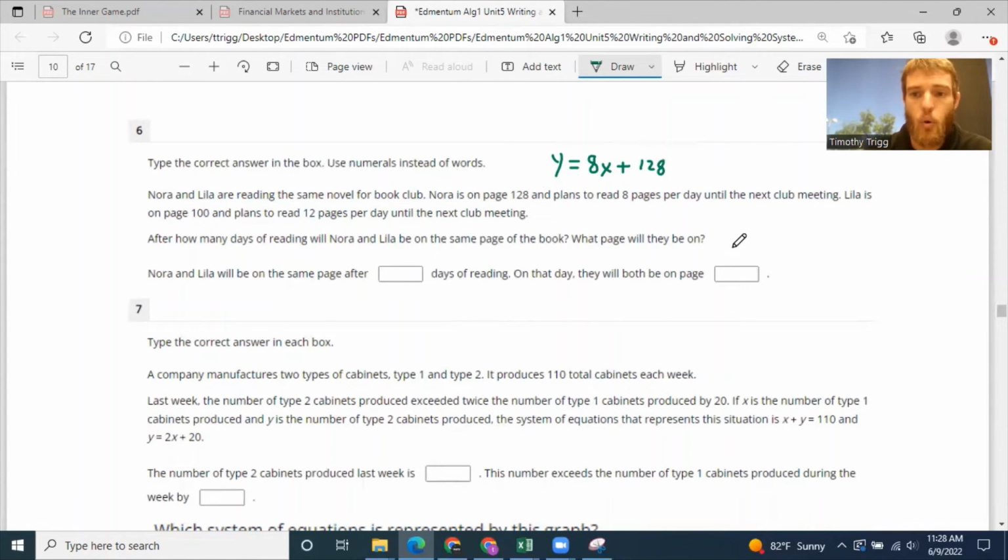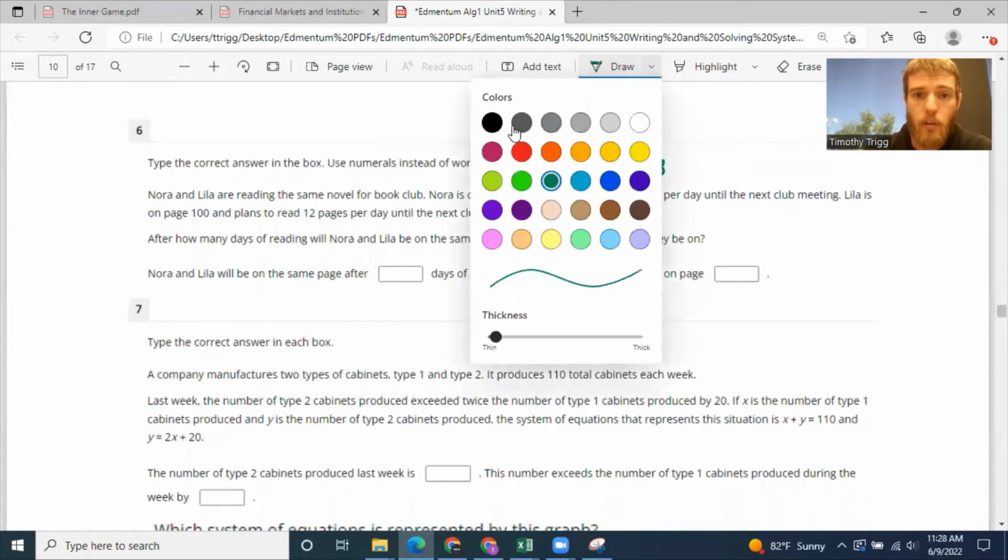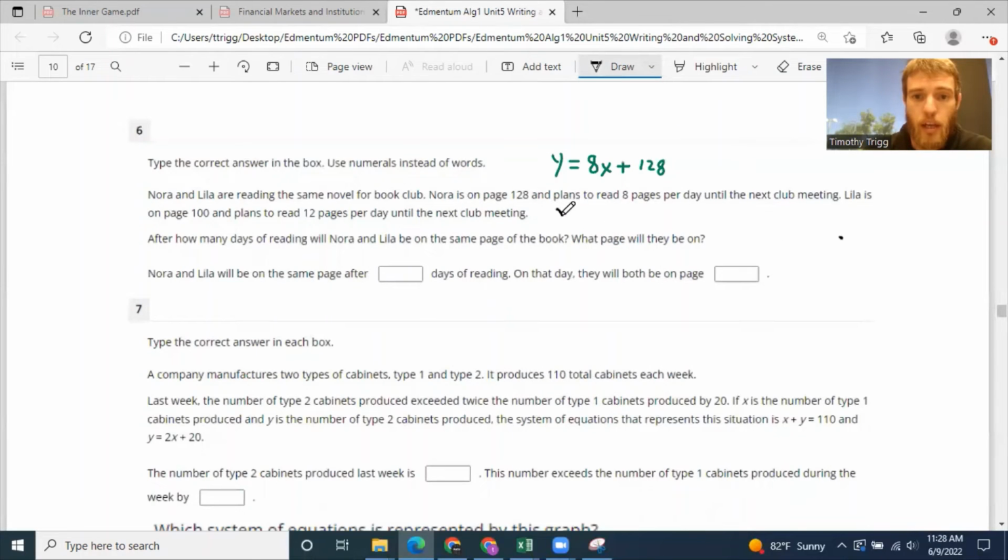So that's for Nora. Lila is on page 100 and plans to read 12 pages per day. So for Lila, her equation will look like y equals, how many pages is she reading per day? 12 pages a day. And how many pages is she starting at? Page 100. Okay, so that's her equation.